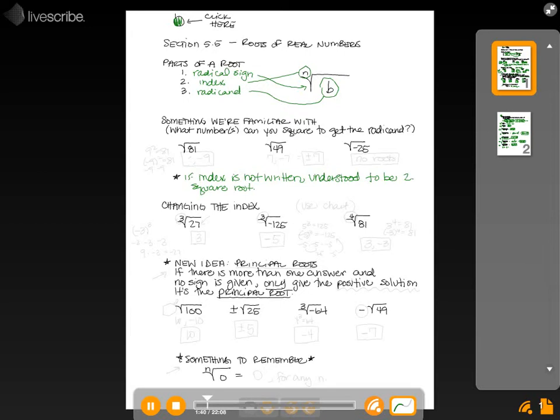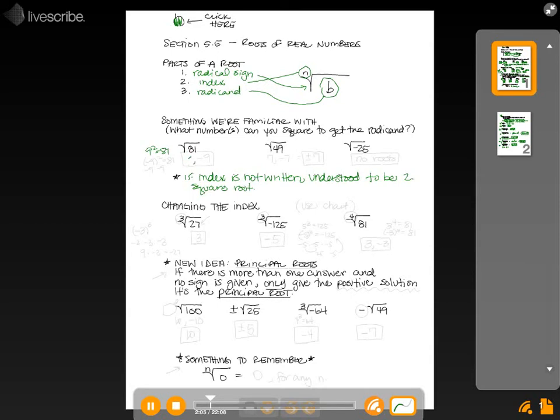So let's look at these 3 examples here. We have the square root of 81, square root of 49, and the square root of negative 25. And our goal for these problems is to figure out what number or numbers that we can square in order to get the radicand, in order to get what's underneath the radical sign. Well, for 81, we could square 9. That is one number we could square because 9 squared, really 9 times 9, is 81.